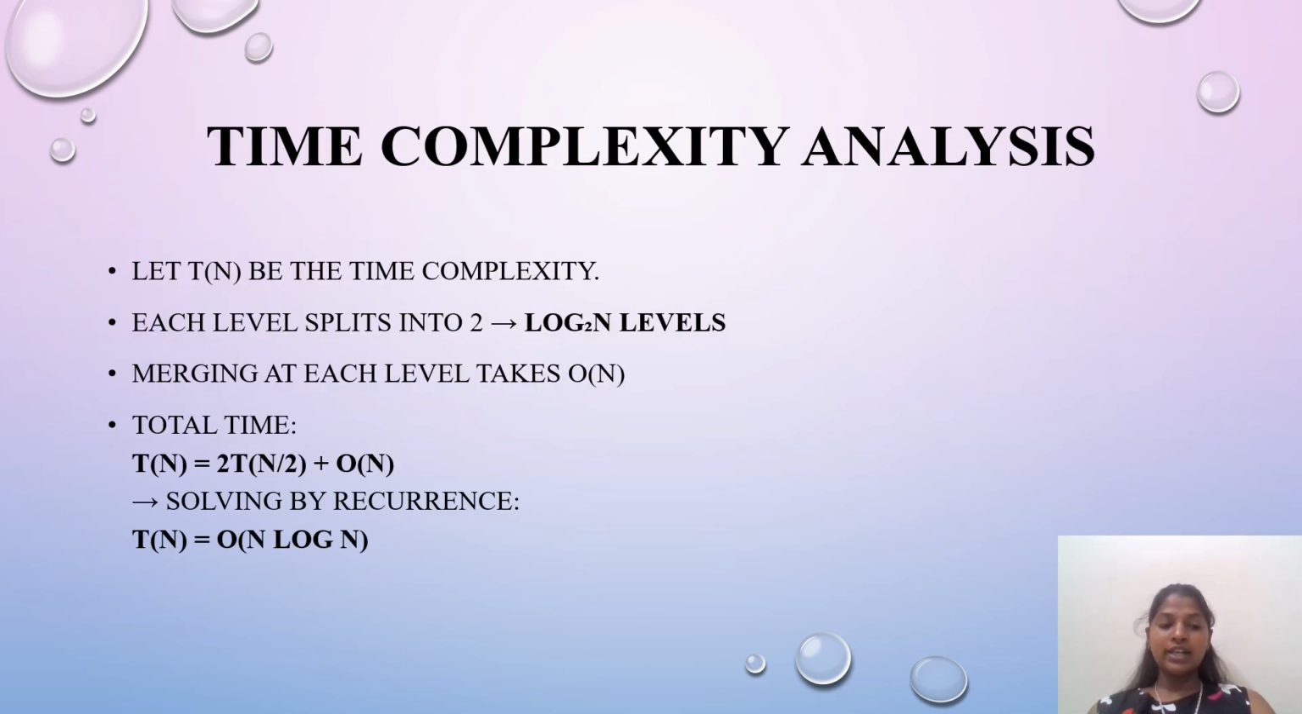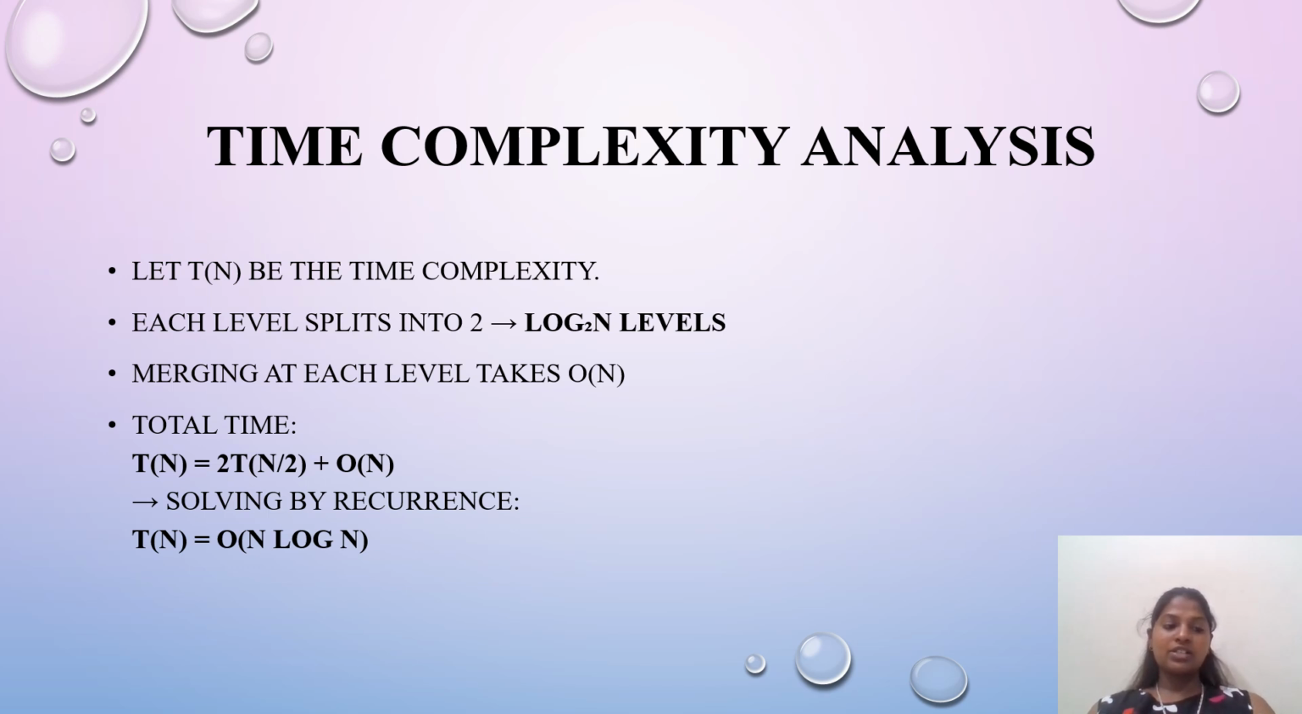Time complexity analysis. Merge sort has a consistent time complexity of O(n log n) in all three cases: best, average, and worst. Here, at every recursion level, we split the array into two halves. This gives log n levels. Merge takes O(n) time at each level. So overall, the time complexity is O(n log n).